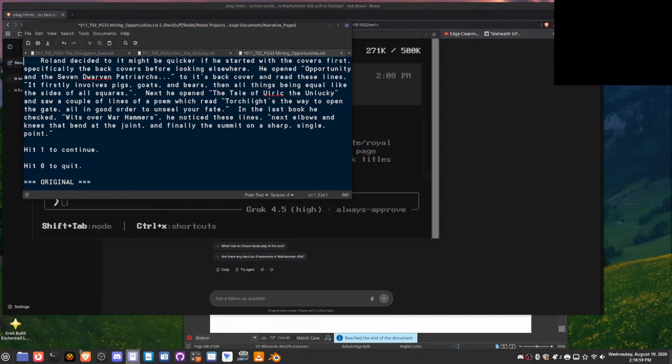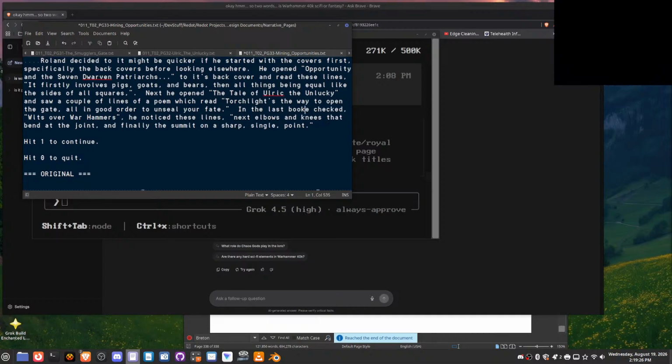Okay. Well, he opened Opportunity in the Seven Dwarven Patriarchs to its back cover and read these lines. It firstly involves pigs, goats, and bears. And next, he opened the Tale of Ulrich the Unlucky and saw a couple lines, one which read: Torchlight us the way to open the gate, all in good order to unseal your fate. In the last book he checked, Wits over Warhammers, he noticed these lines. Next, elbows and knees that bend at the joint.